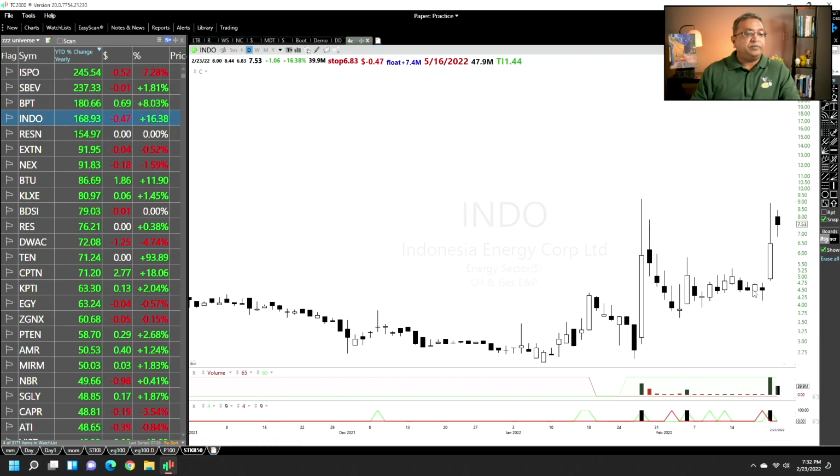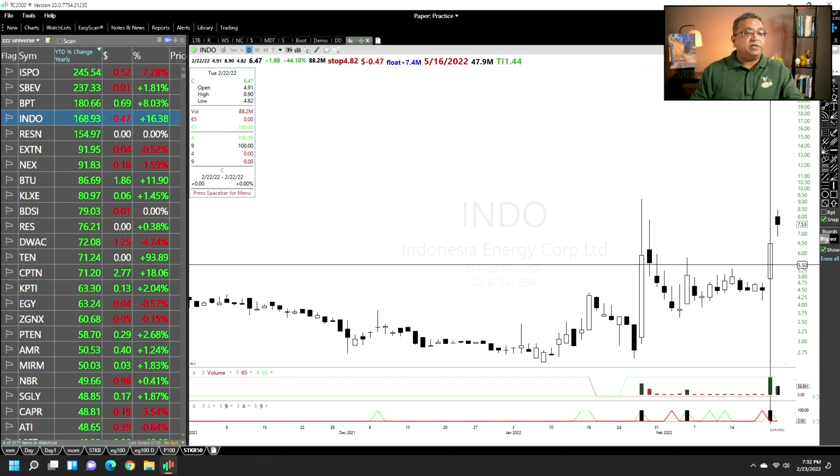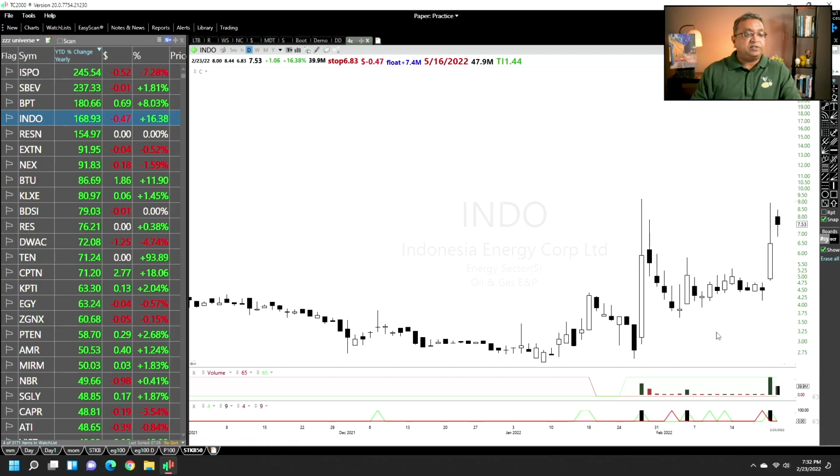Again, Indonesia Energy Corporation, big volume, 9 million plus volume, 52 million shares traded. Here 82 million, 88 million shares traded. Here 23 million shares traded. So whenever you have an abnormal volume of around 10 million shares traded or so, that stock is, at least in the short run, going to make a move in the direction of that volume. So keep that in mind. And it's a very powerful indicator which can get you into big moves.